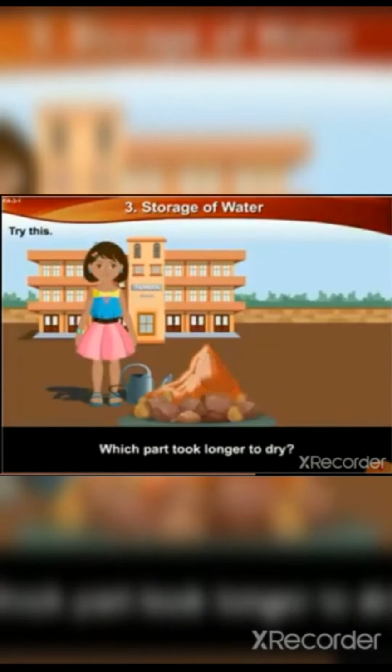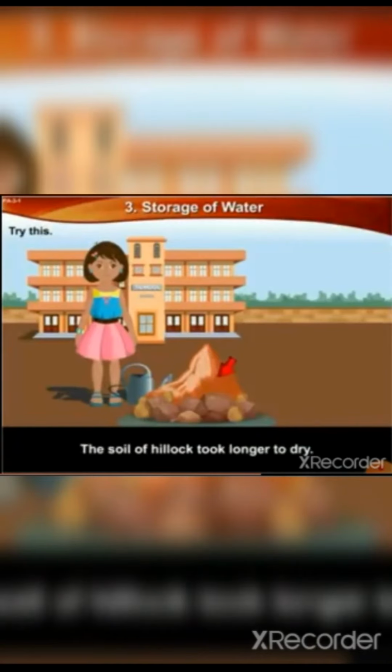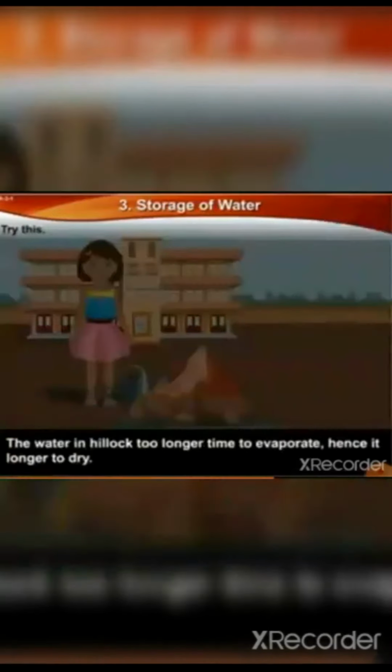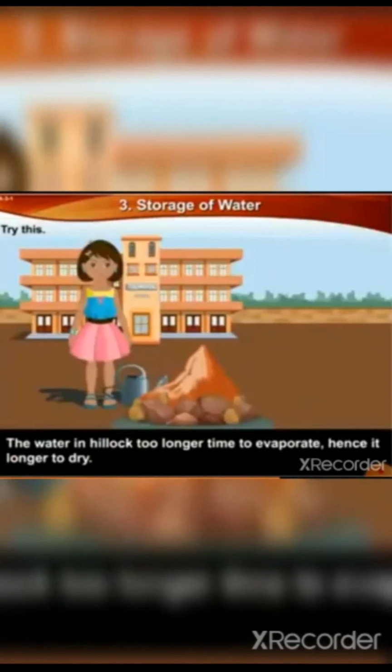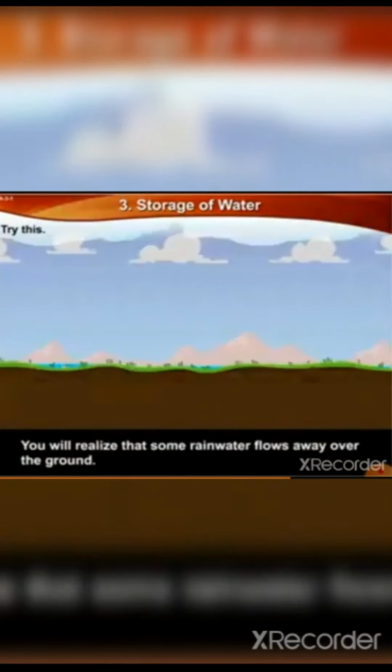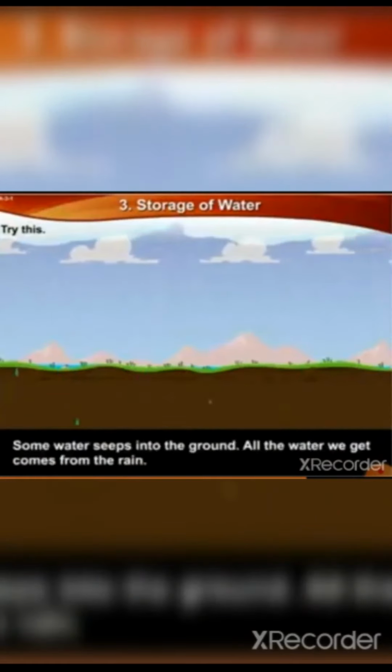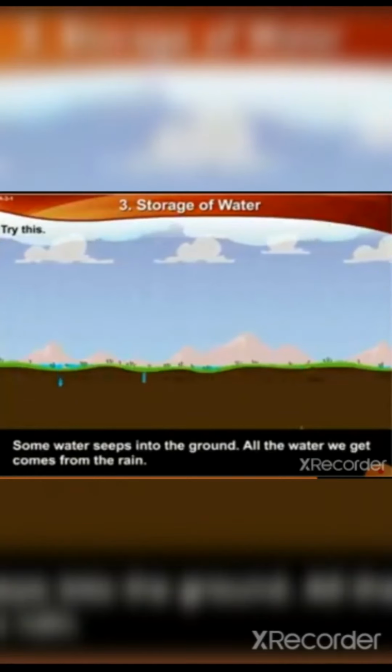Which part took longer to dry? The soil of the hillock took longer to dry. Why did it take longer to dry? The water in the hillock took longer to evaporate, hence it took longer to dry. You will realize that some rainwater flows away over the ground. Some water seeps into the ground. All the water we get comes from the rain.